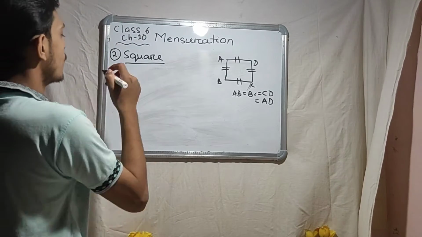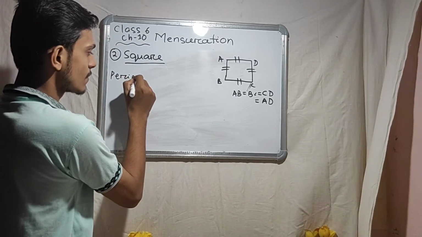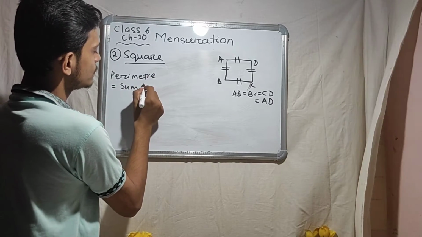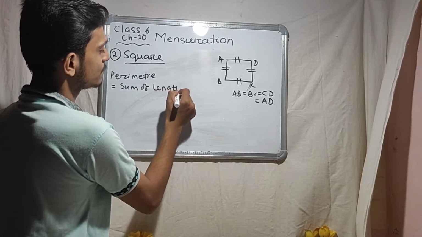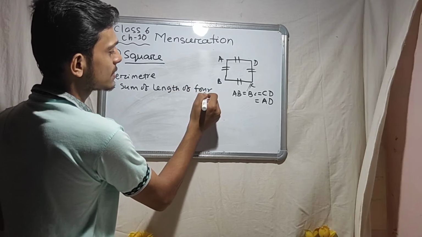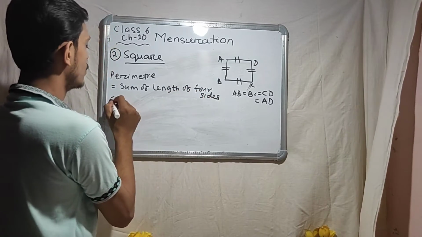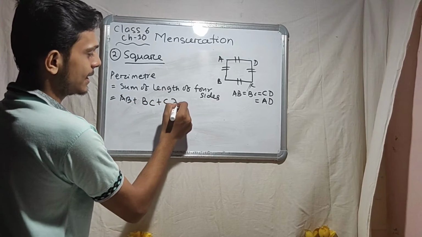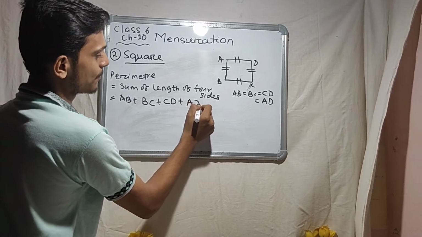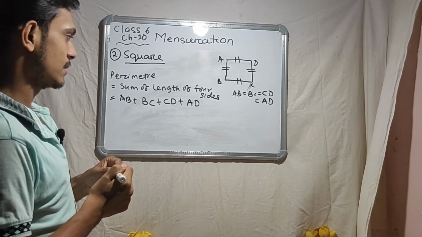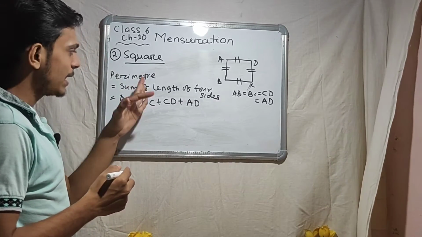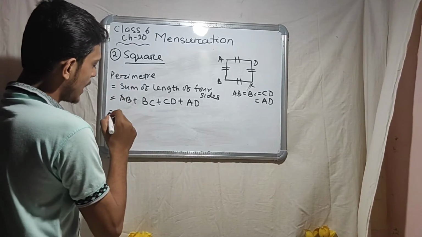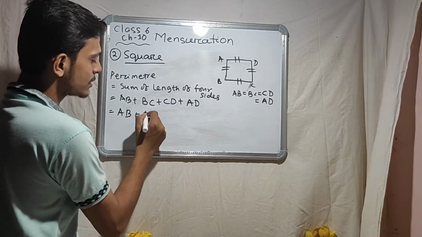So what is the perimeter? The basic concept is the sum of the lengths of the 4 sides, yes or no? So AB plus BC plus CD plus AD, the perimeter of the square. But all the sides are equal, so I have taken all the sides as AB.